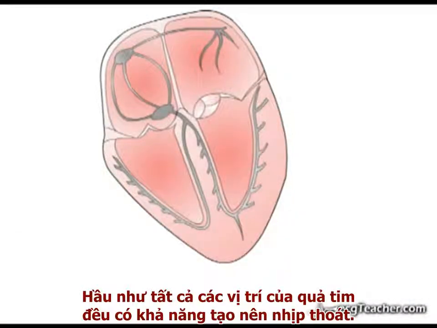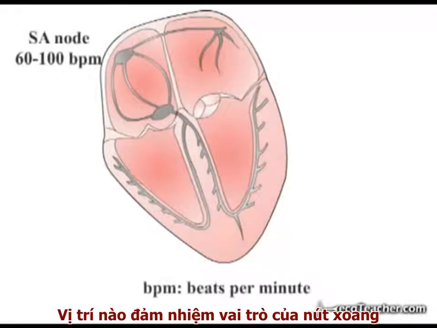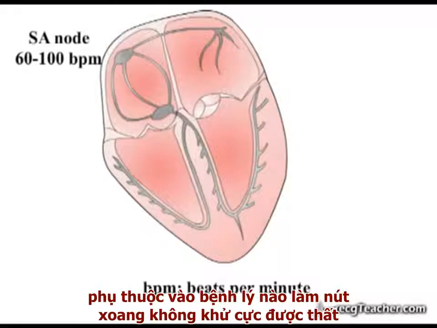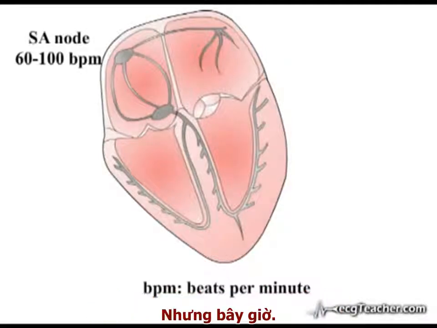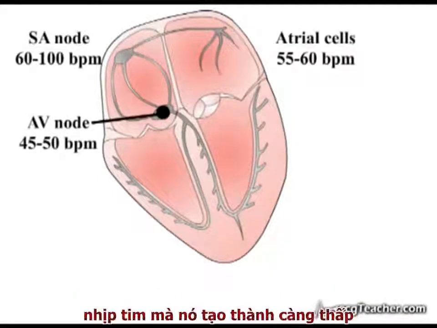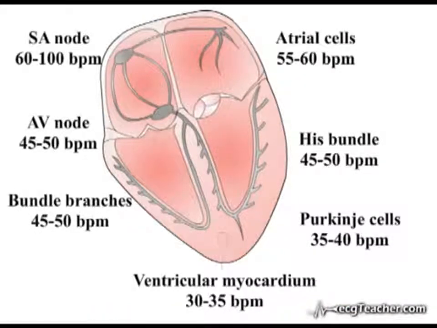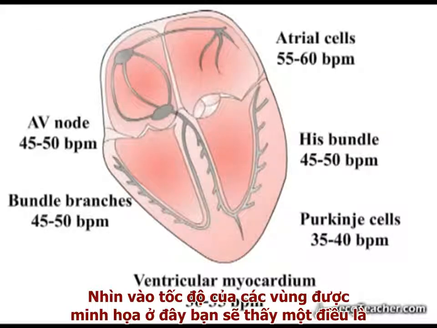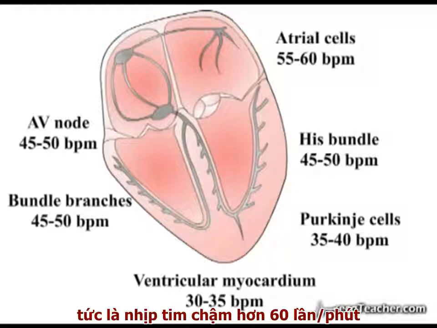Virtually any part of the heart can generate an escape rhythm. Precisely which site takes over from the SA node depends on the type of problem preventing the node from depolarizing the ventricles. We will go through the nature of these problems in section 5, but for now it is important to appreciate that as we move further distal to the SA node, the heart rate generated by an ectopic site becomes progressively slower. You will note from the heart rates quoted here that escape rhythms are therefore one potential cause of a bradycardia, that is, a heart rate less than 60 beats per minute.